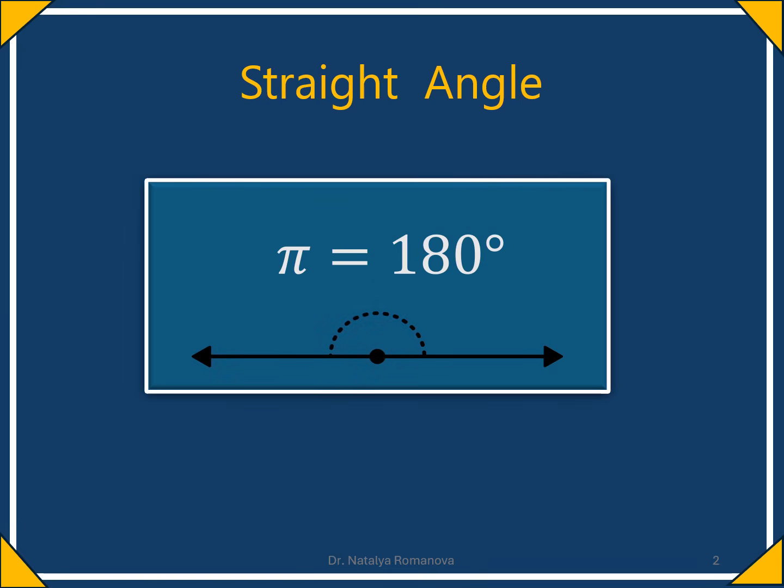On the one side, you know pi equals 3.14. Also, pi is the measure of a straight angle in trigonometry. The measure of a straight angle in degrees equals 180 degrees. So you can see pi equals 180 degrees as well.